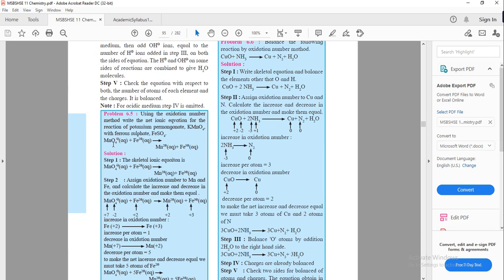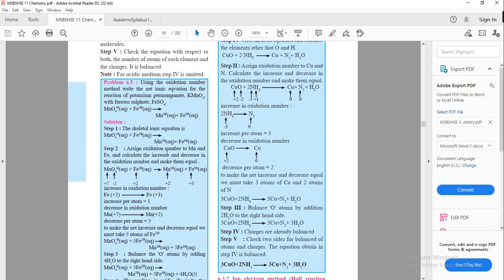See the oxidation number. The oxidation number of Mn you have to calculate first. For the Fe it is given. Plus 2 is the charge or the oxidation number for Fe. Here the oxidation state of Mn is changing to plus 2 and plus 2 to plus 3 for Fe. So the first step you have to write the unbalanced reaction as it is. MnO4 minus plus Fe2+ gave Mn2+ and Fe3+. Then assign the oxidation number of Mn.